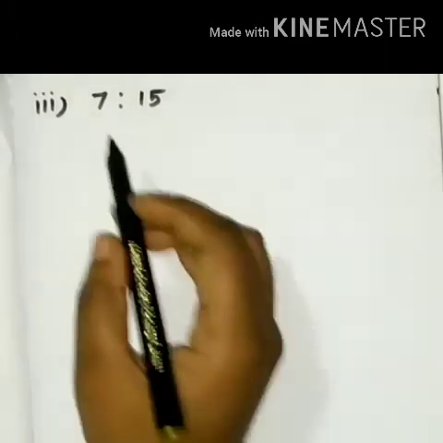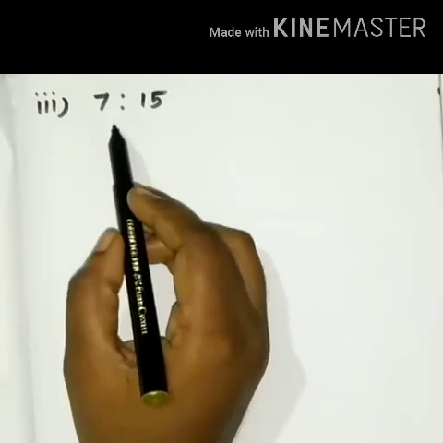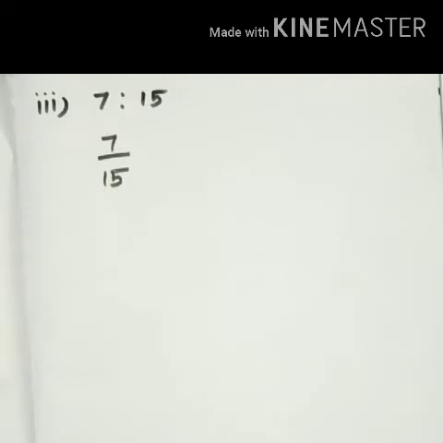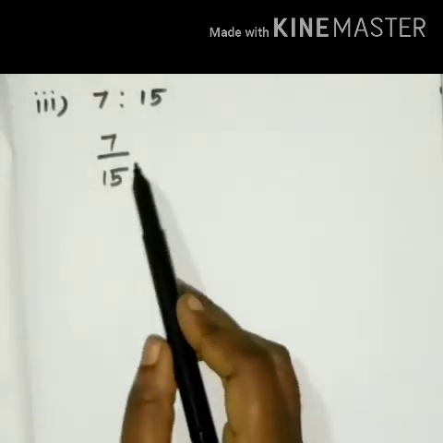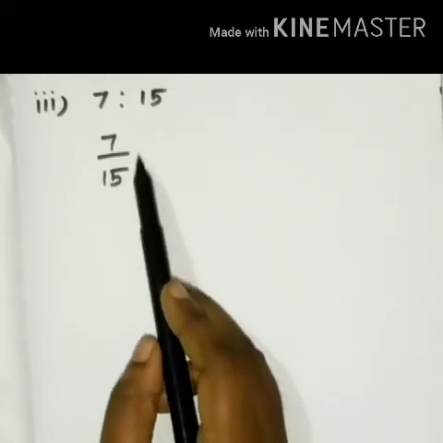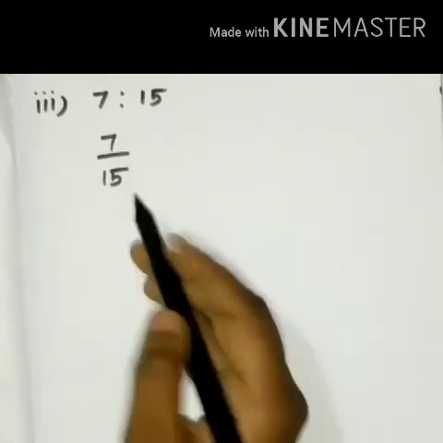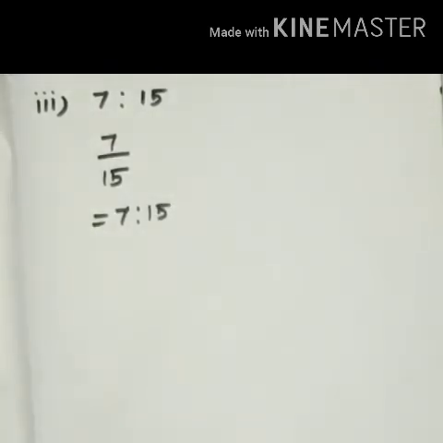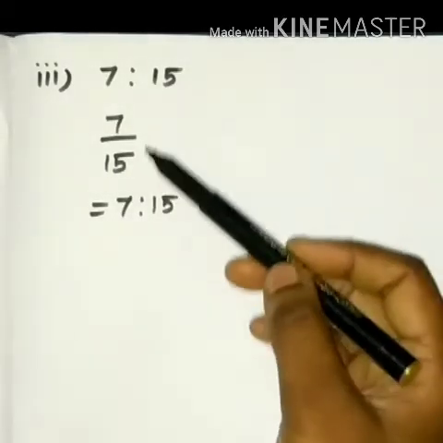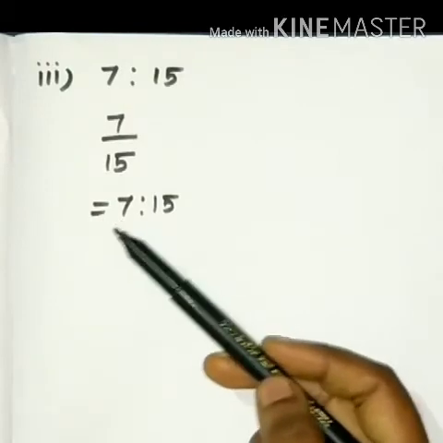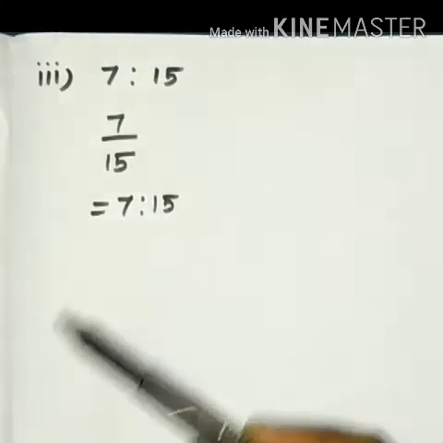Next is third sum. 7 is to 15. First, to simplify the ratio, you have to write the ratio in the fraction form. 7 by 15. Here, we can't simplify it because 7 is a prime number. Here, we have no common multiples. So, simply write it as 7 is to 15. Further, we can't simplify the fraction 7 by 15. So, simply write it as 7 is to 15.